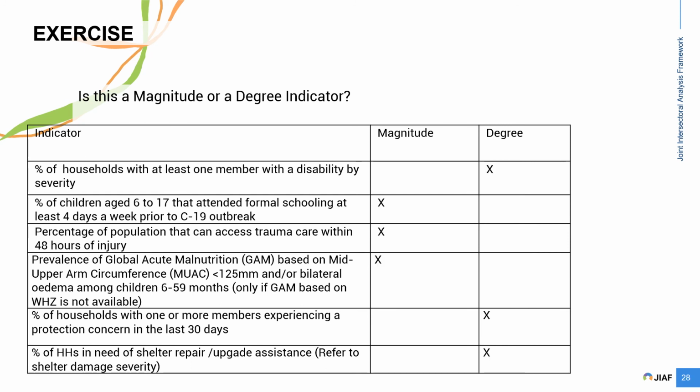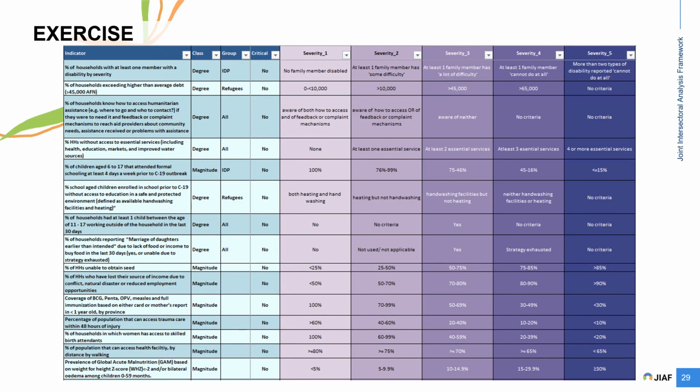And here are the answers. How many did you get right? Those indicators were actually plucked from the data collection and data aggregation templates. And if you go and check them out, you can see the thresholds for the severity, and it will give you some additional information and understanding, hopefully, on the difference between degree and magnitude indicators.